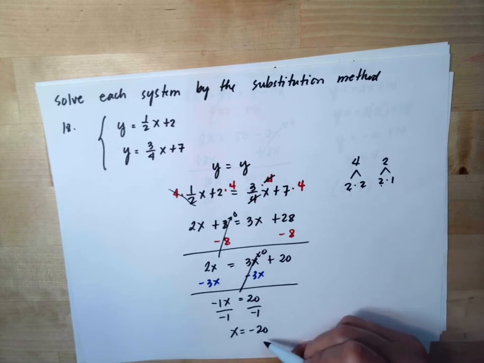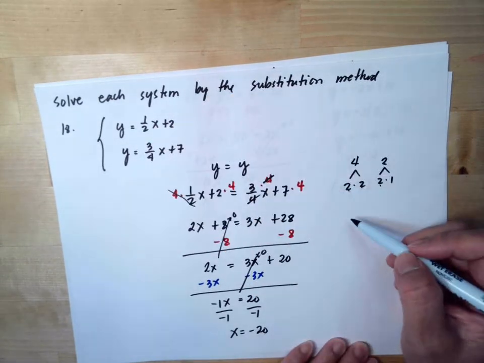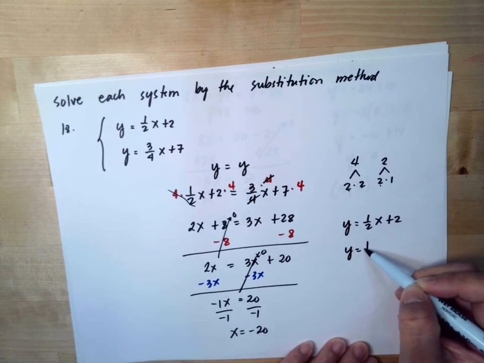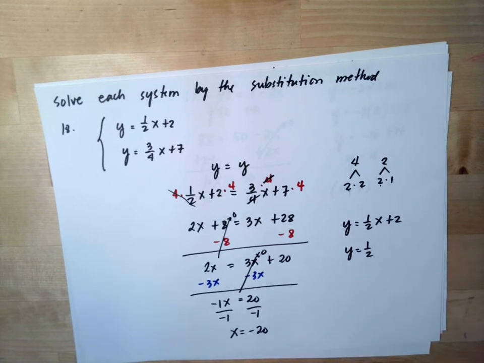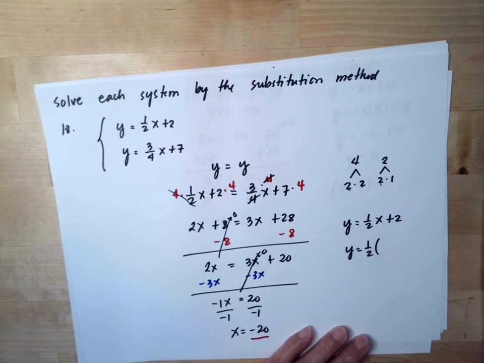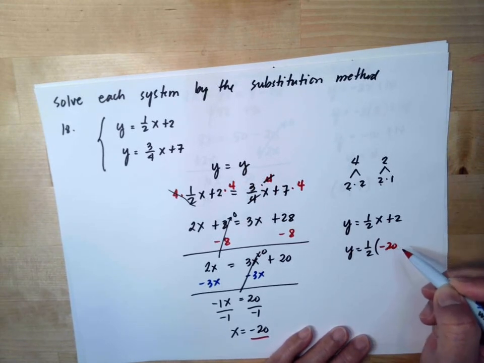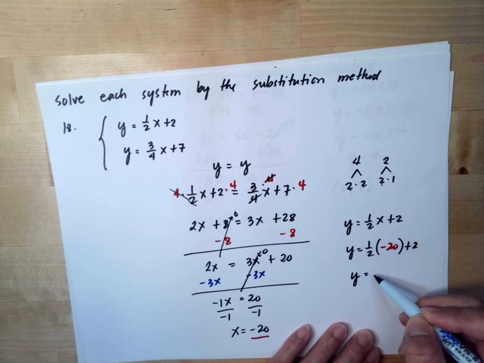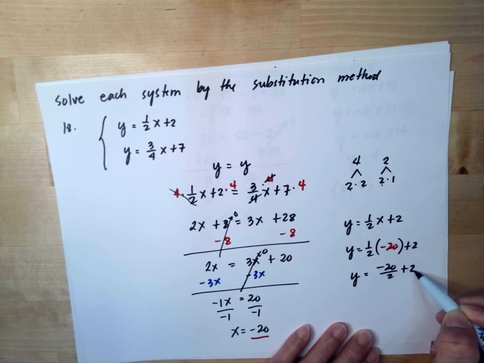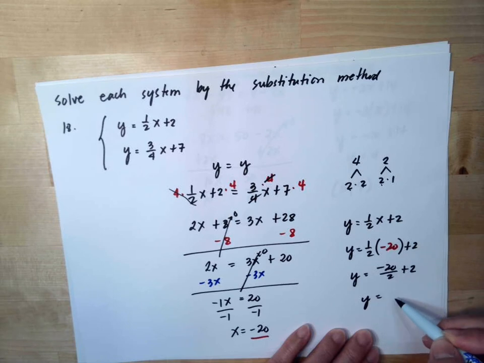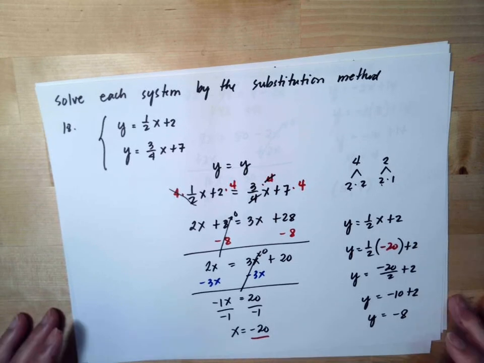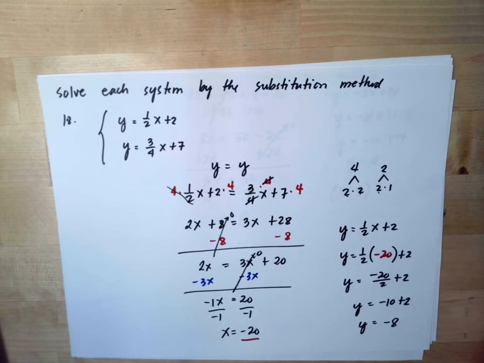Then we will substitute this in one of our equations. So let's use the first one, which is 1/2 x plus 2. You substitute your x value here. So we have negative 20 over 2 plus 2. Negative 20 over 2 will be equal to negative 10 plus 2, so y is equal to negative 8. So this is how you solve the system by substitution.